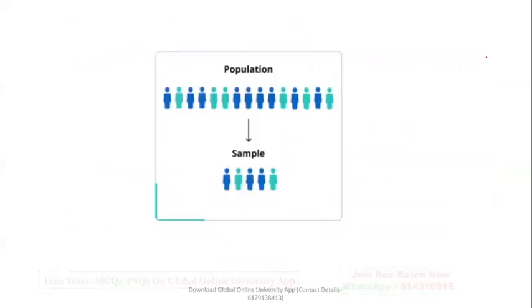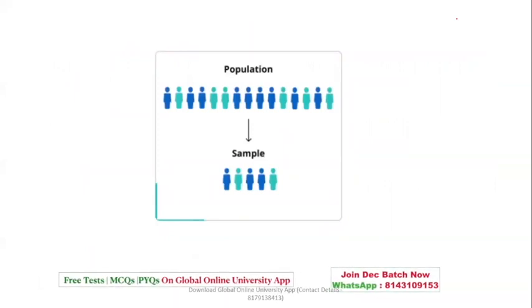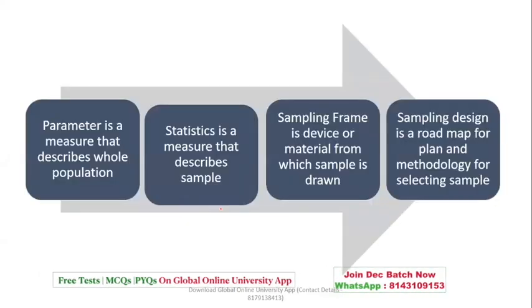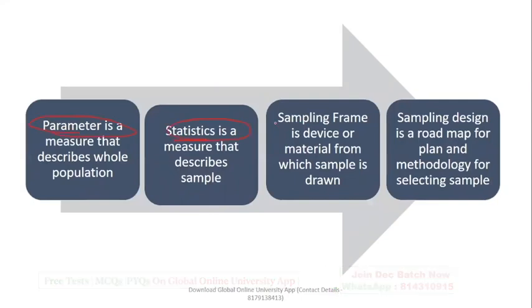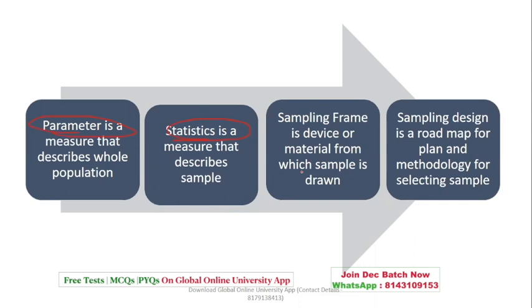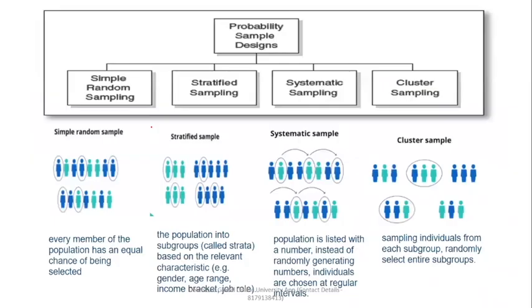Now, the next one we have is the population and the sample. You have a few questions based on this. So let's see what is population and samples. Out of the population itself, you draw your samples. Now the population is measured in parameter. Samples are measured in statistics. A sampling frame is a device or a material from which the sample is drawn. So the sample is drawn from the sampling frame, and sample design is nothing but the roadmap of your methodology. Certain questions are based on this topic, so you have to be very careful.